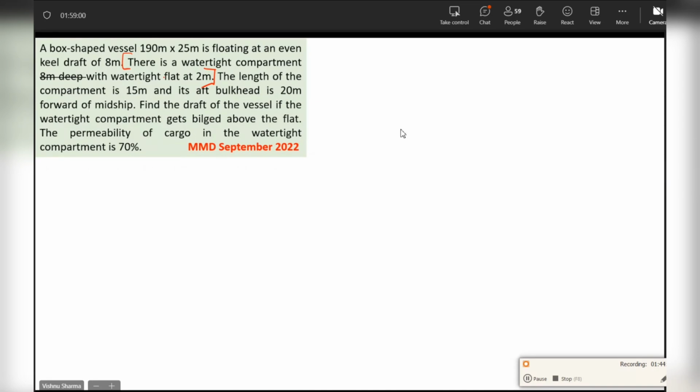But when the author has solved it, he doesn't mean that there is another flat. He means only one flat, that is the DB flat. Okay, sir. Understood. So there is a problem with the language of the question.